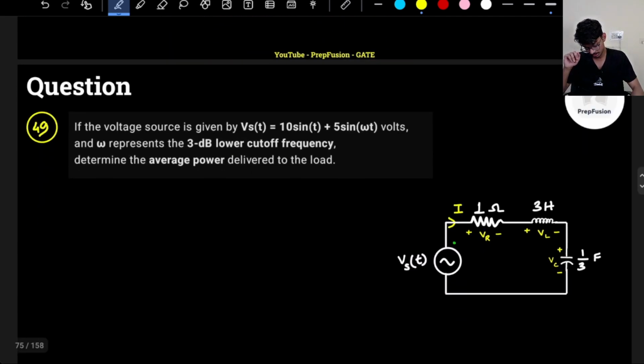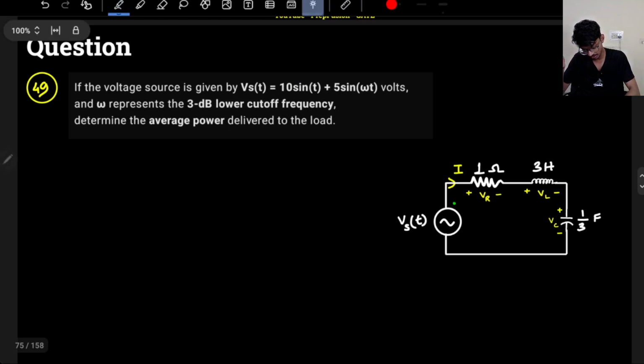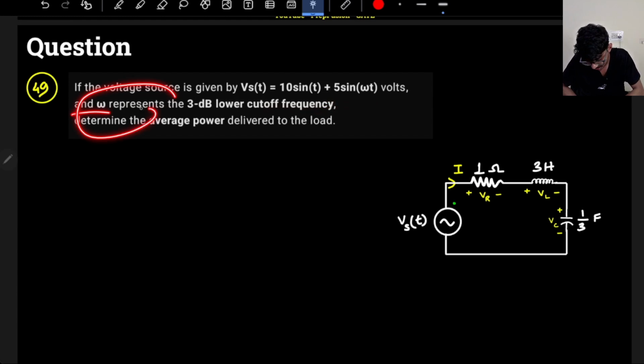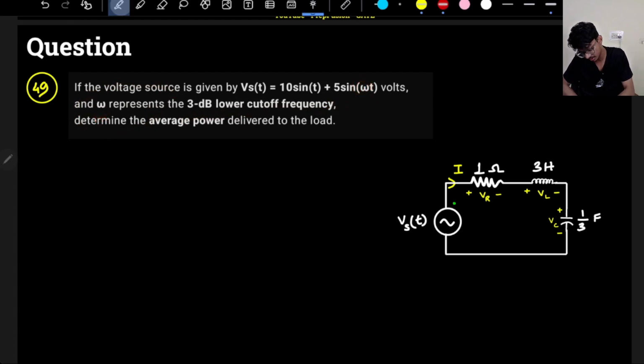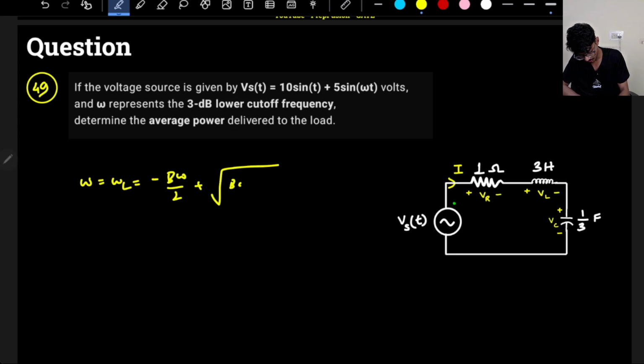Now let us solve the next question. If the voltage source is given as Vs of t equals 10 sin t plus 5 sin 7 omega t, and omega represents the 3 dB lower cutoff frequency. So omega is omega L, the 3 dB lower cutoff frequency. What is the formula? Minus bandwidth by 2 plus under root of omega naught whole square plus bandwidth by 2 whole square. This won't be required in this question, but I am just writing it to help you memorize it.